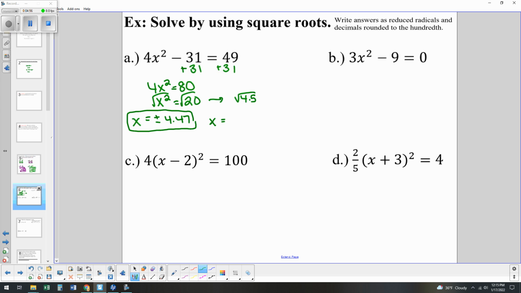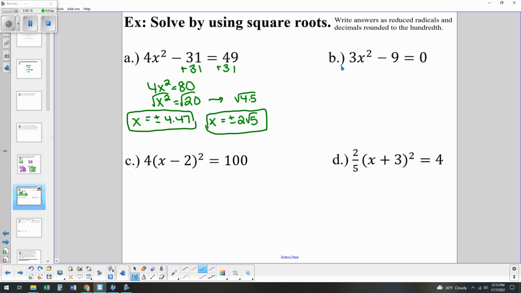then we would have positive or negative square root of 4, which is 2. Leave the square root of 5. Right? But the only thing that was different about this one is we started with the x squared not being alone.